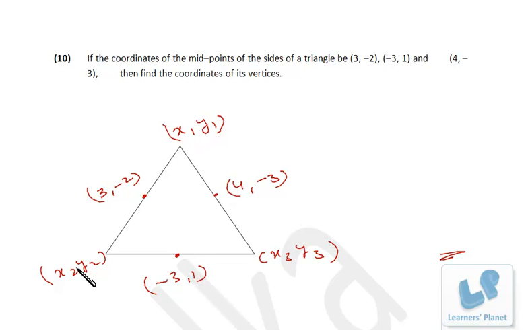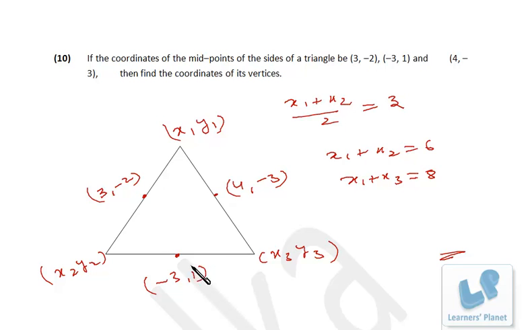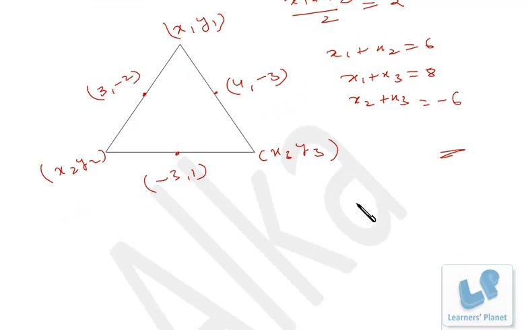Now x1 plus x2 by 2 will be 3. That means x1 plus x2 is equal to 6. Similarly, x1 plus x3 by 2 will be 4. That means x1 plus x3 is equal to 8. Similarly, x2 plus x3 by 2 is equal to minus 3. That means x2 plus x3 is equal to minus 6. Now we have three equations and three variables. So we can solve all the three equations and get the values of x1, x2 and x3, right?